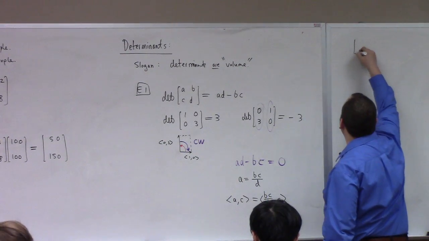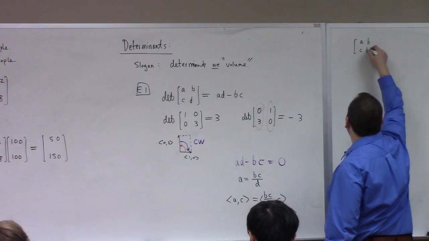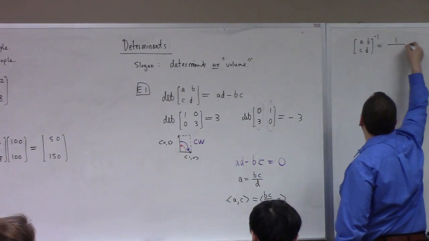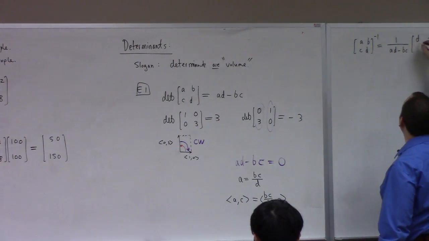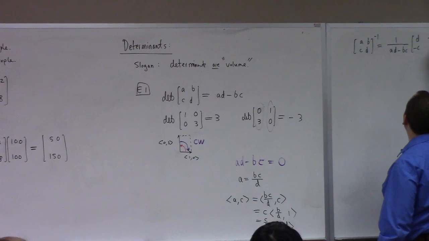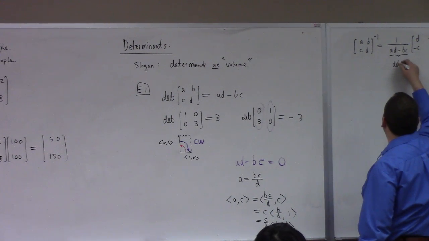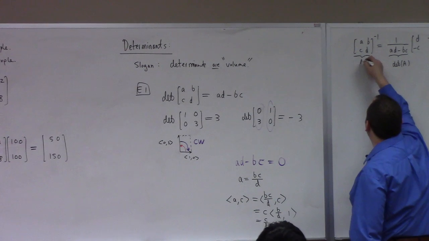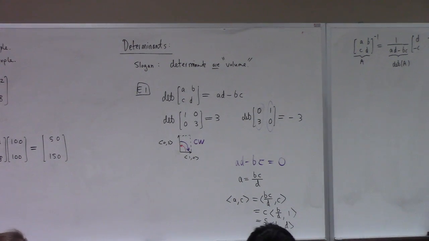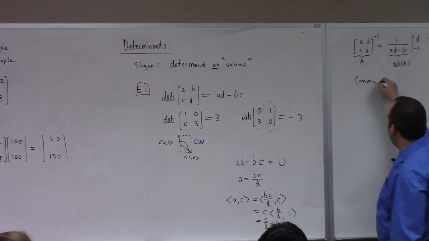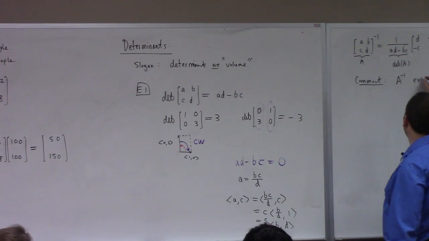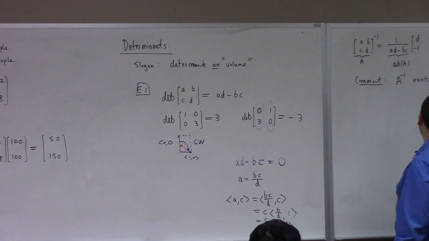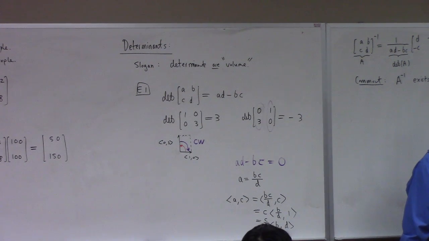Now, another thing we would notice is A, B, C, D. What was that inverse? It was, remember, 1 over AD minus BC times D, minus B, minus C, A, right? What is this? This is the determinant of the matrix, right? So, by the way, comment: A inverse exists must imply that the determinant of A is not equal to 0.